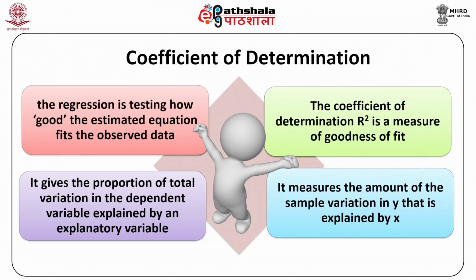Now we shall discuss the coefficient of determination. An important part of studying the regression is testing how good the estimated equation fits the observed data. The coefficient of determination R square is a measure of goodness of fit. It gives the proportion of total variation in the dependent variable explained by an explanatory variable. In simple terms, it measures the amount of the sample variation in Y that is explained by X. Extending this concept to a multiple variable model, we get the multiple coefficient of determination.